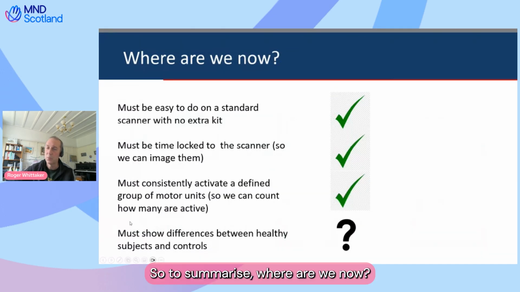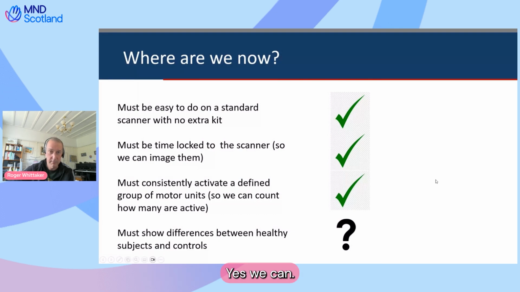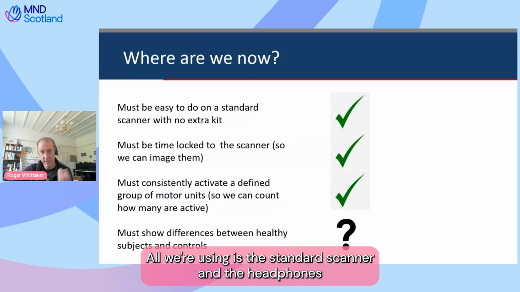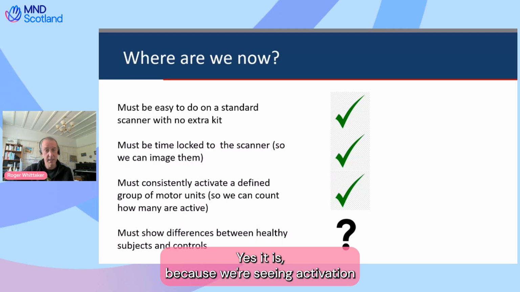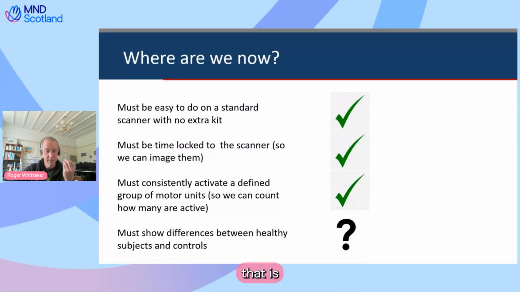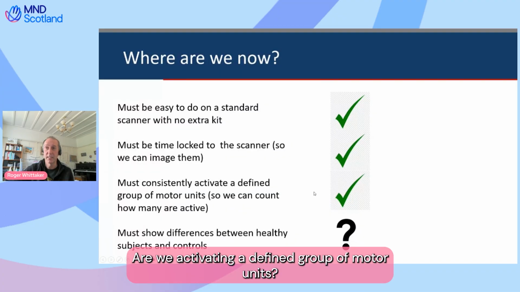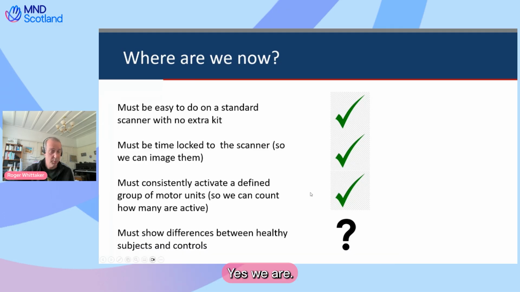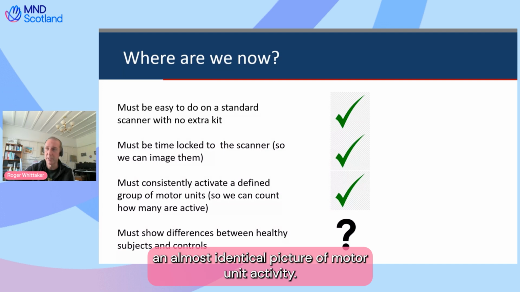So to summarize, where are we now? Let's go back to our wish list. Can we do this on a standard scanner with no extra kit? Yes, we can. All we're using is the standard scanner and the headphones that come with the scanner, nothing else. Is it time locked to the scanner? Yes, it is, because we're seeing activation that is only present when we are imaging at the time of the muscle activity. Are we activating a defined group of motor units? Yes, we are. So when we repeat the experiment 3 times, we get an almost identical picture of motor unit activity.